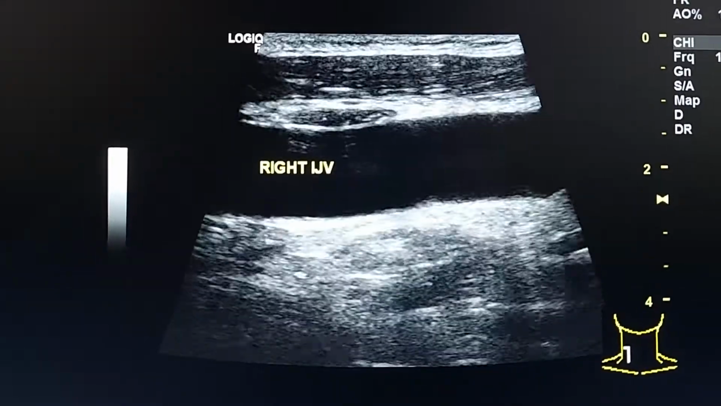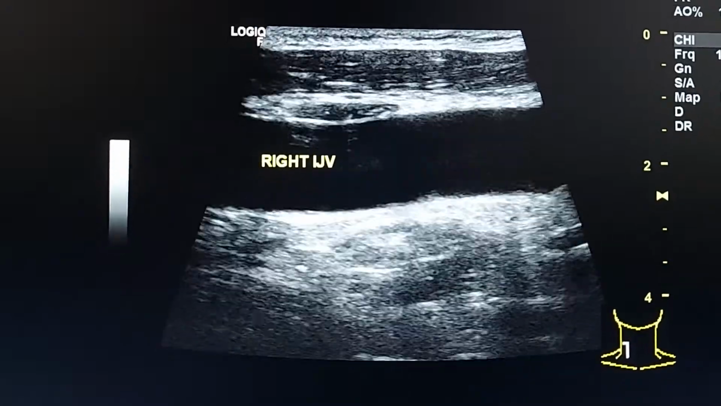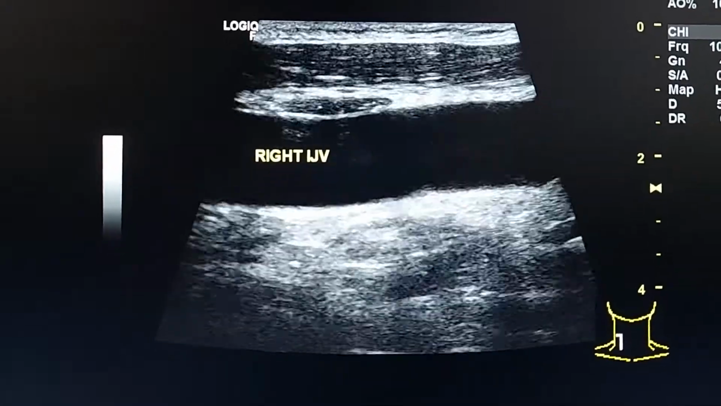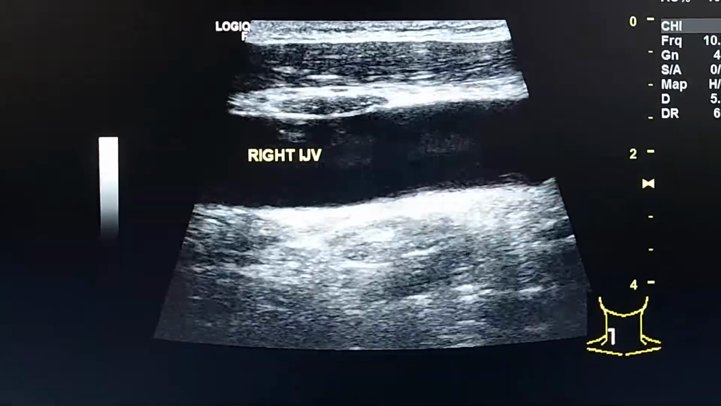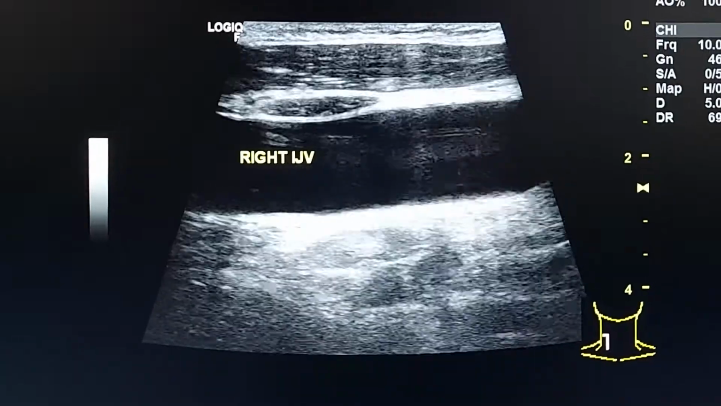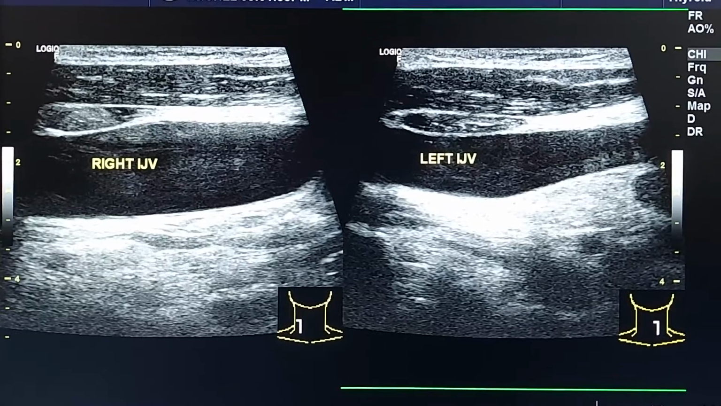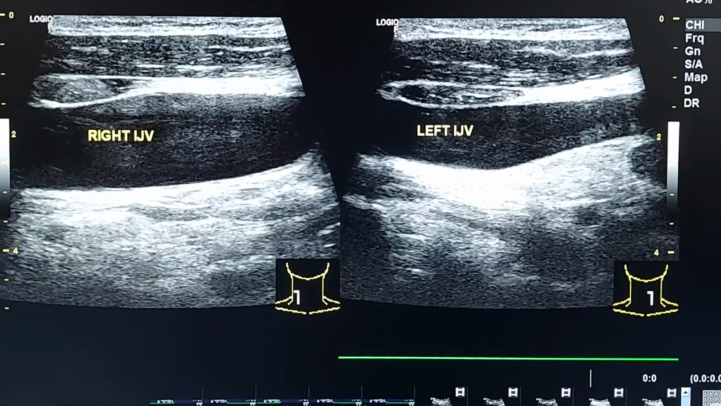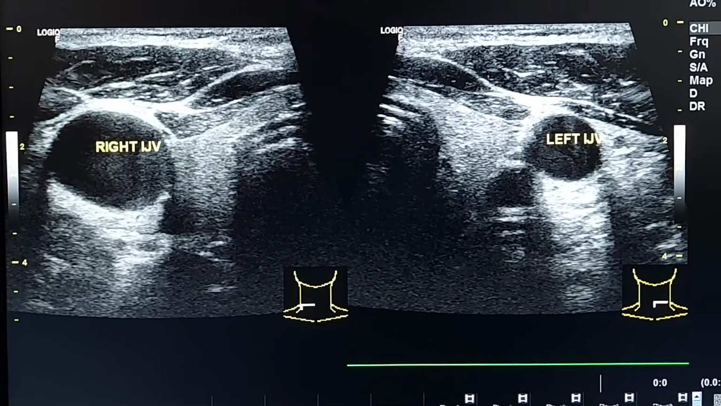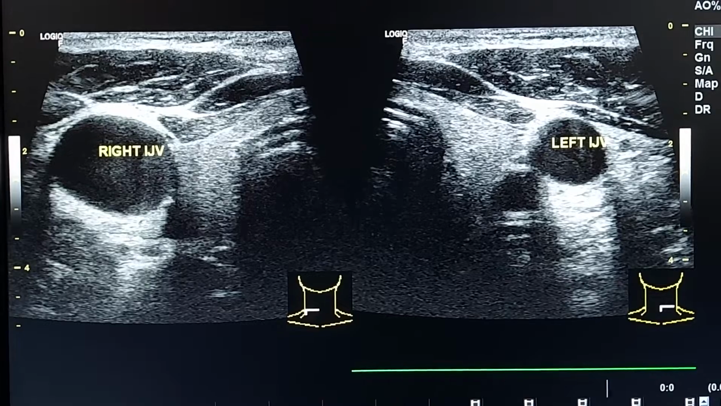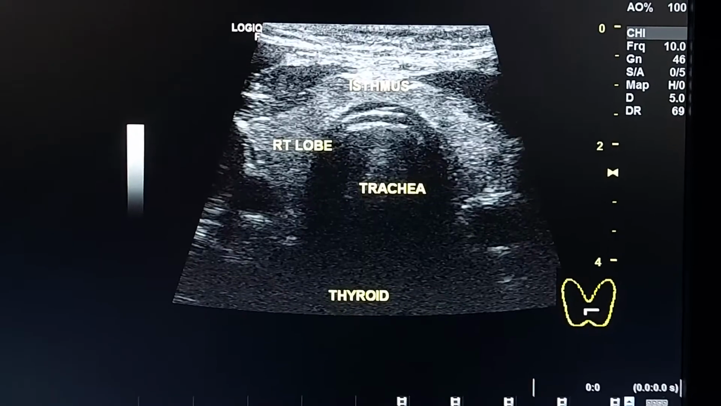We don't see the variations in diameter with the respiratory cycle and cardiac cycle which occur normally in the internal jugular vein. This confirms that it is abnormal. Here is a comparison between the two sides by longitudinal section, and here is a comparison between the two sides by transverse section. The thyroid gland is normal.